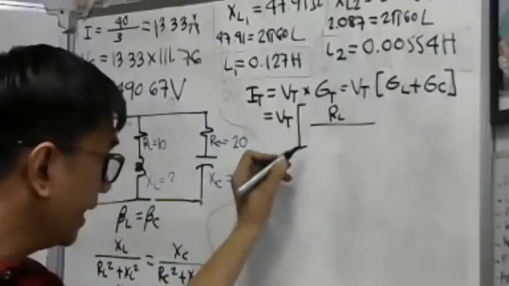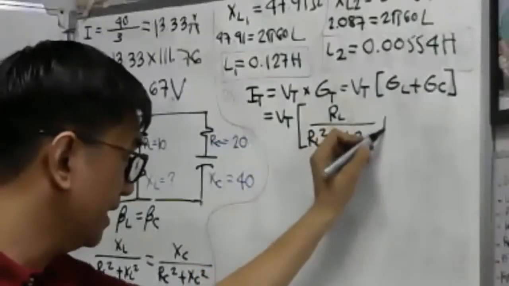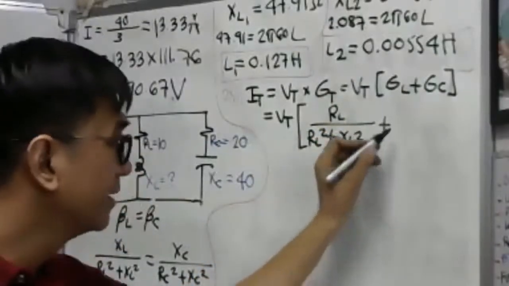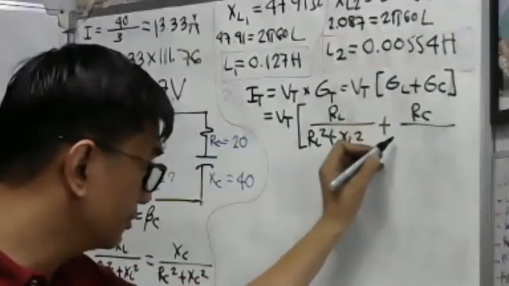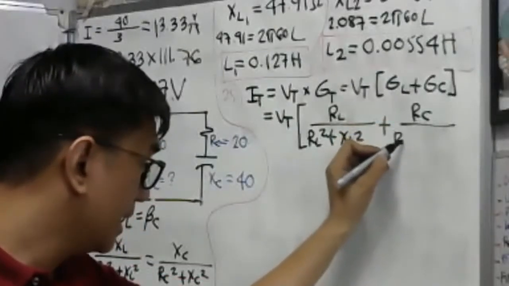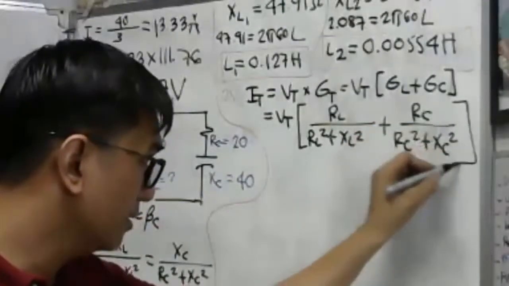So, RL over RL squared plus XL squared. This is the formula, no? So, sinusulat na natin lahat. I'm writing down all the formula here. Just substitute. Then, we have here RC squared plus X sub C squared. Okay, close bracket.